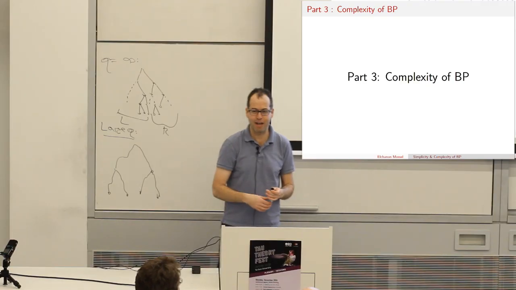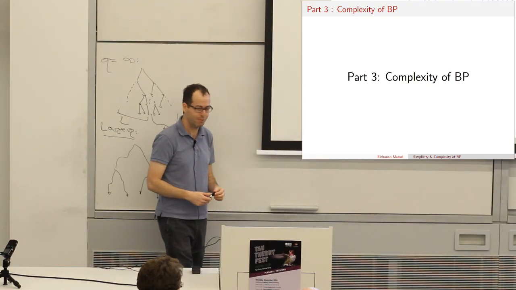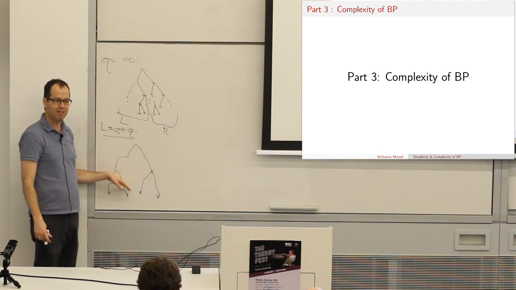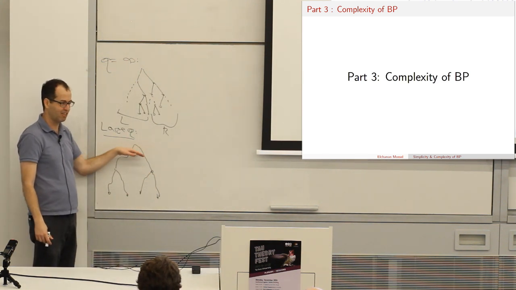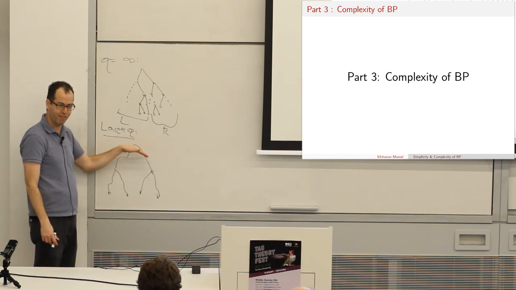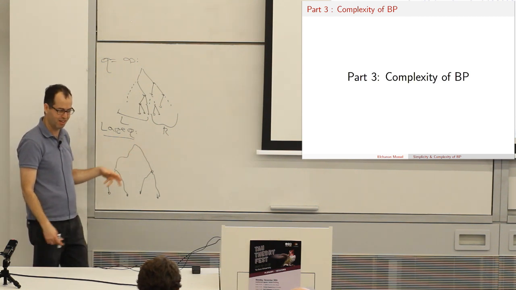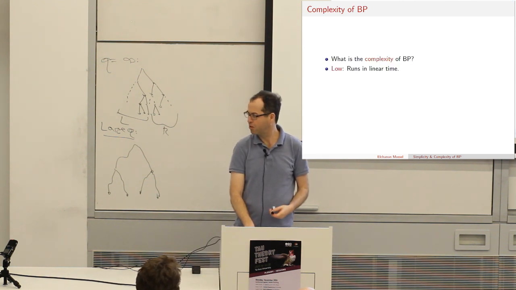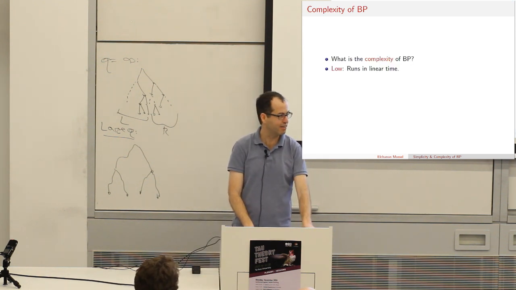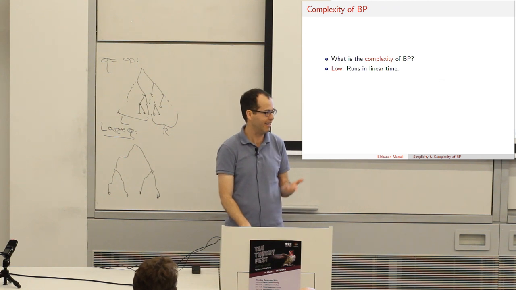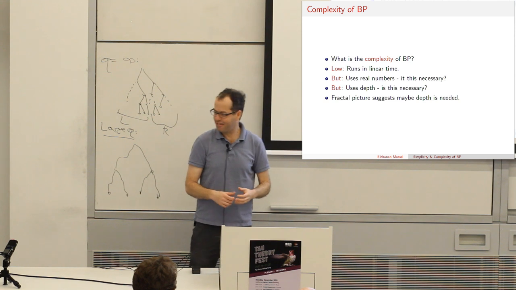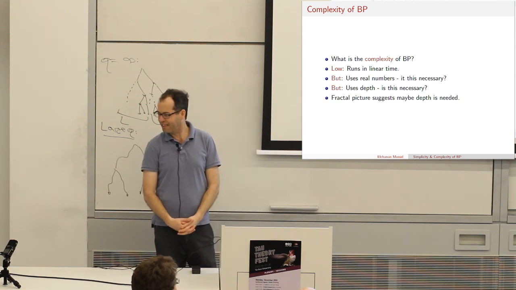Okay, so good. Now I want to talk a little bit about the complexity of BP, right? Somehow BP succeeded to do that. It succeeded to detect this fractal structure over here. It didn't just count this very tiny fractal structure. It succeeded to detect it. So is there something complex going on in BP? Is BP complex? No, it runs in linear time, so it's not complex. But when you think about it a little bit, there are two annoying things about it. Maybe the most important thing is that it uses depth.